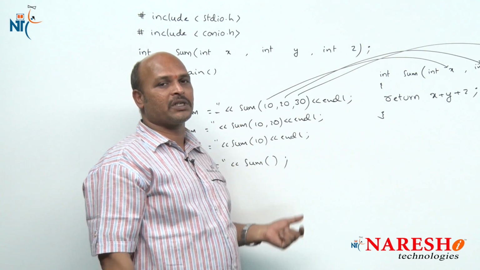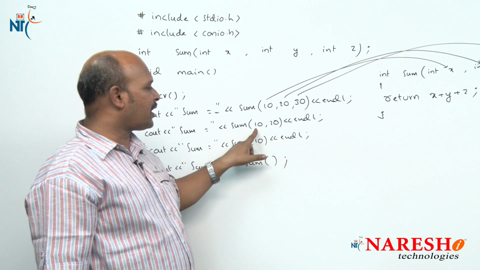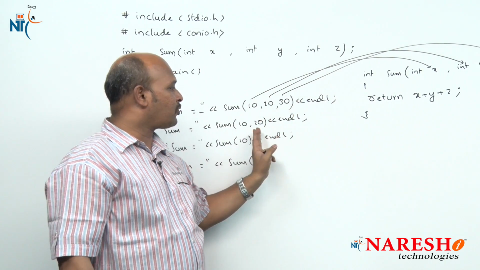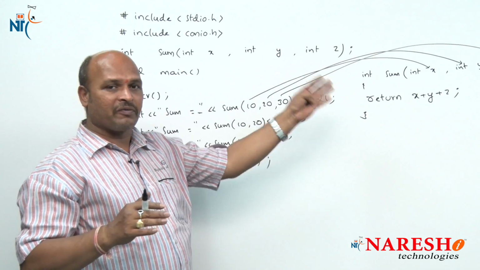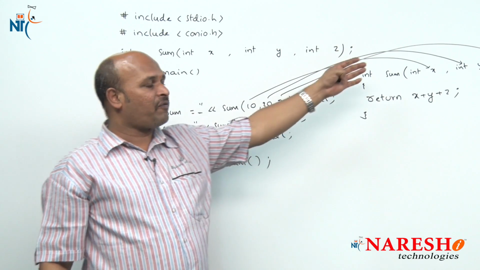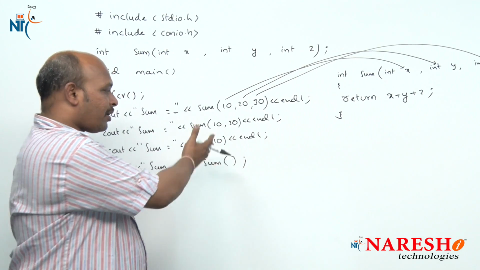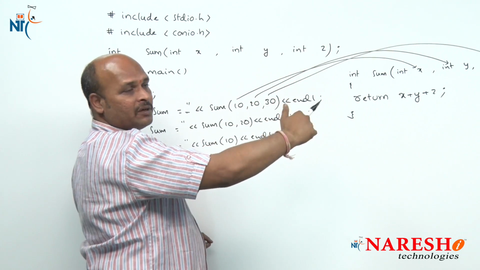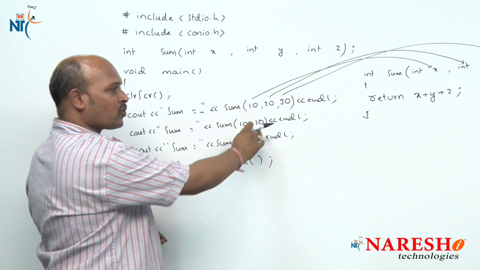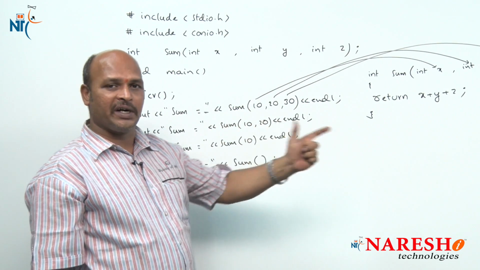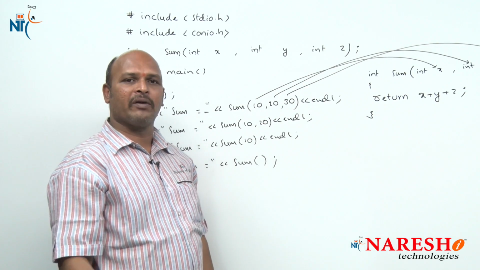Here we are sending only 2 arguments, 10 and 20. Now 10 is received by x and 20 is received by y, because arguments are always passed from left to right. That means the formal parameters are replaced from left to right. That is why 10 goes to x, 20 goes to y. Now what about z? Here z does not have any corresponding value.